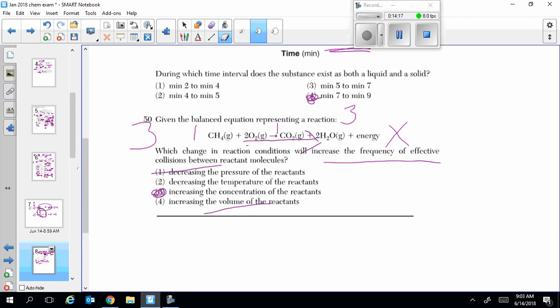So again, I'm going to erase this little arrow I made because I don't have a reaction at equilibrium, I just have a reaction. If I want to increase the effective collisions, I want to have more CH4 and more O2 to have the reaction happen more. All right, that is the end of the multiple choice, so we will stop this video and continue with another.